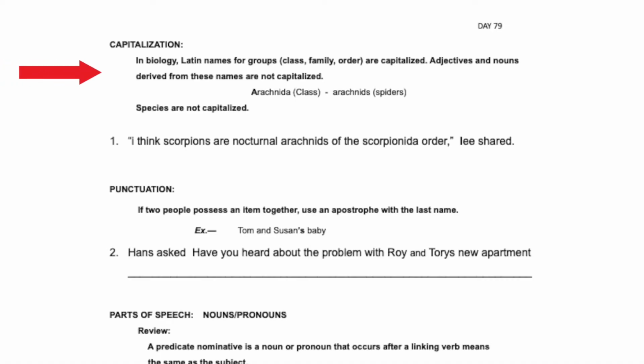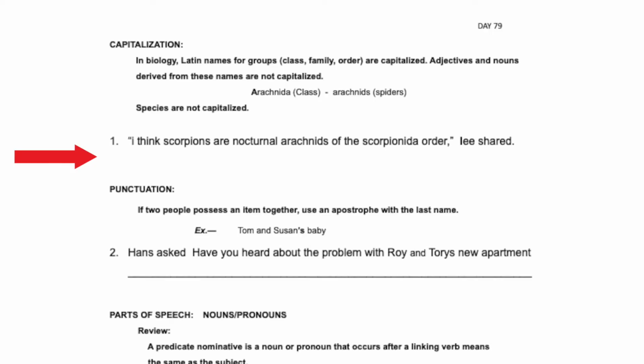In biology, Latin names for groups, class, family, order are capitalized. Adjectives and nouns derived from these names are not capitalized. Arachnida is a class and must be capitalized. Arachnid is a noun derived from this and isn't capitalized. Species are also not capitalized. In your discussion, students will mark words that need to be capitalized. Ask why a word is capitalized.